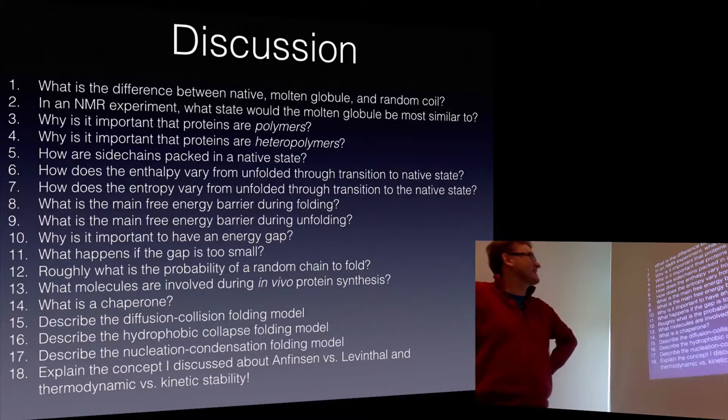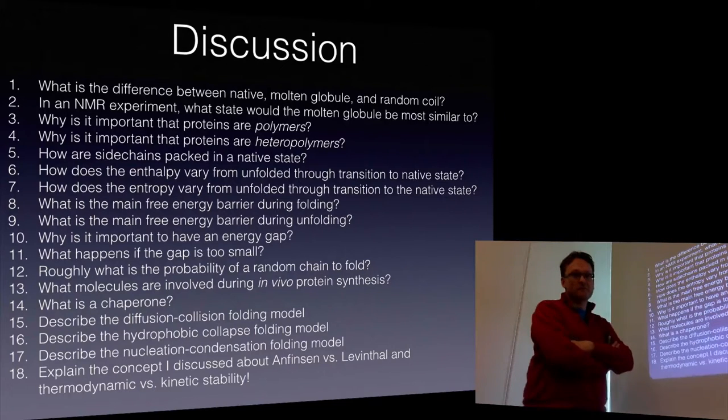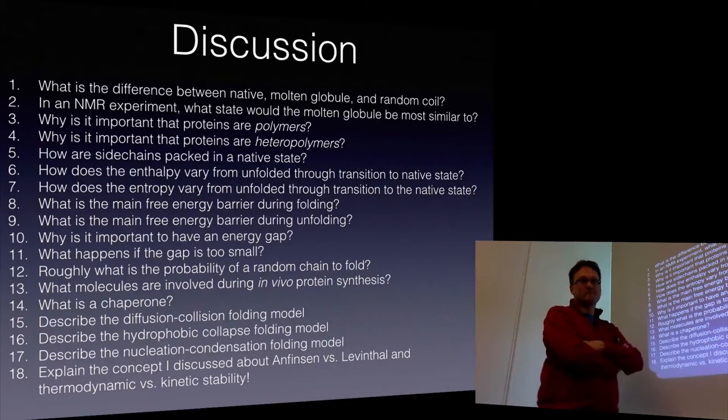So the native state is the folded stable state of the protein. The molten globule is when it denatures, but it's not necessarily completely unfolded. It's just kind of looser and not as compact. And the random coil would be something completely unfolded.